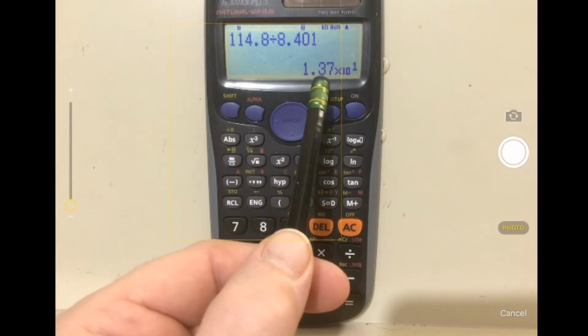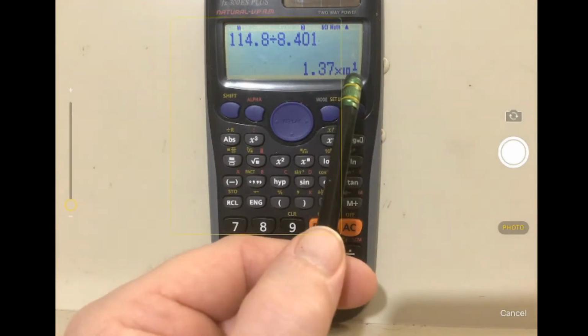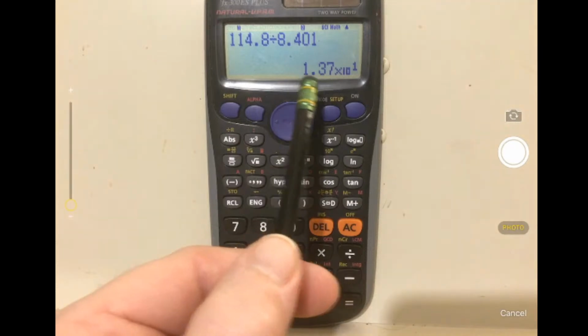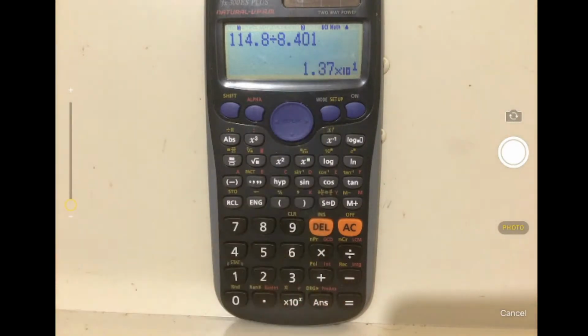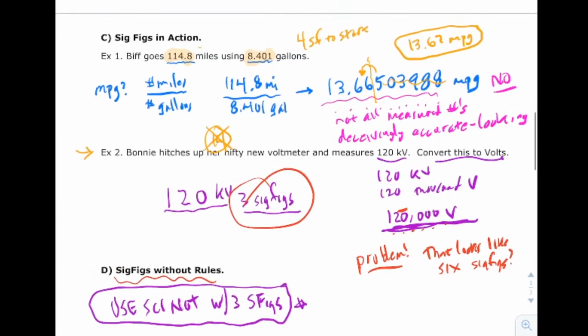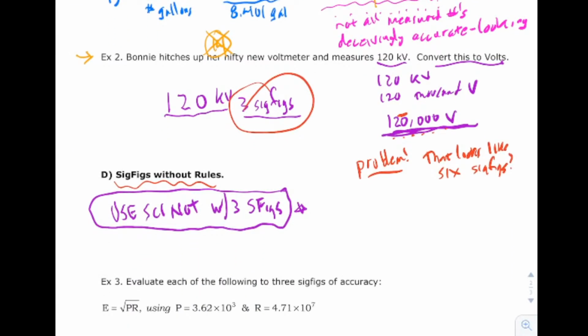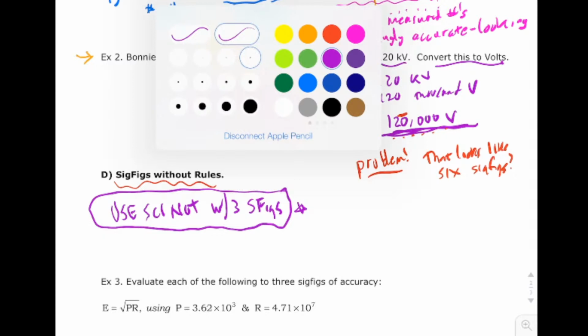1.37 times 10 to the 1. And remember, 10 to the 1 means slide the decimal to the right once. So this is another way of saying 13.7. That was this example up here, by the way, where I said the best answer was 13.67. But if we agree to just use 3 sig figs all the time, then 13.7 is good enough. Okay, so let's put a little reminder here.